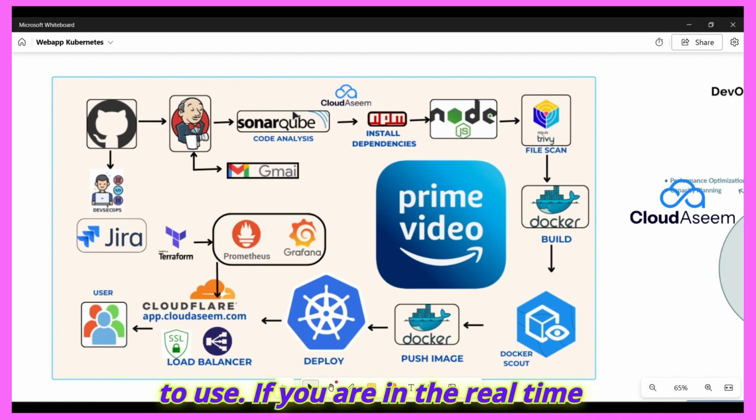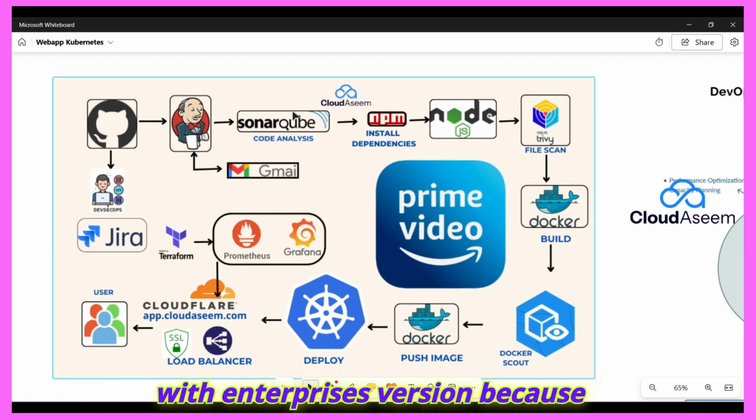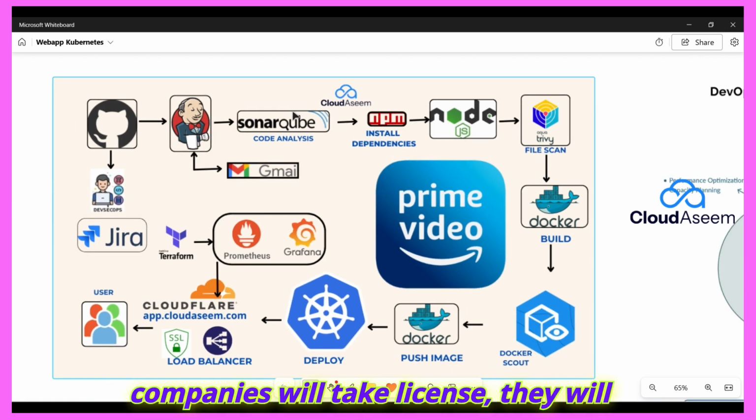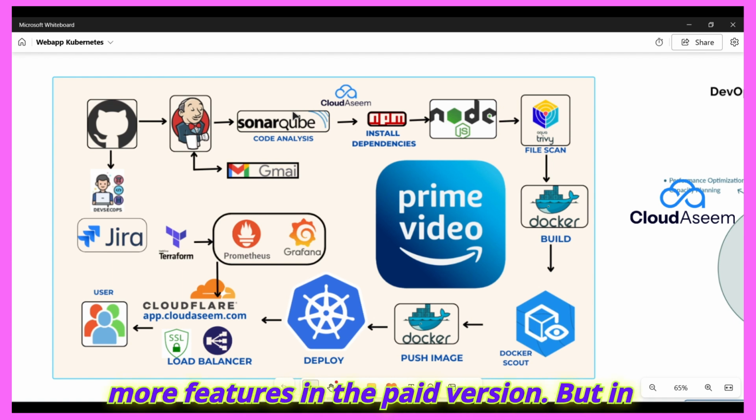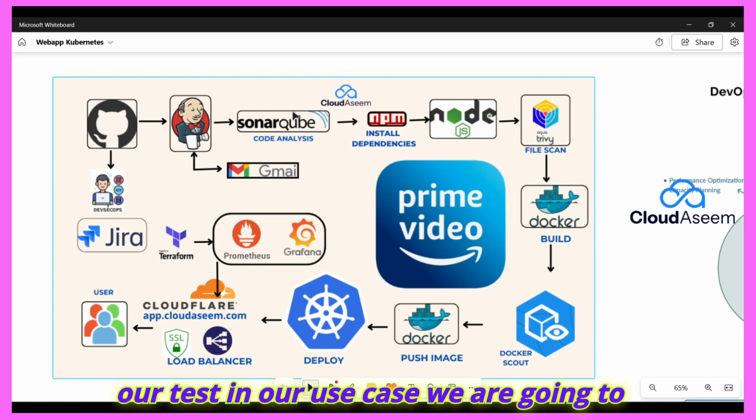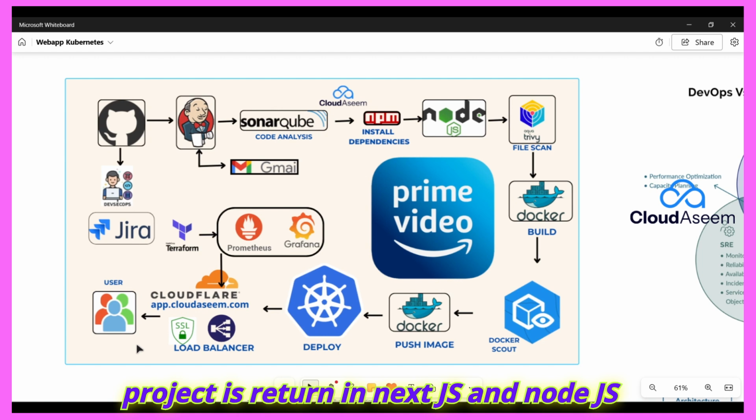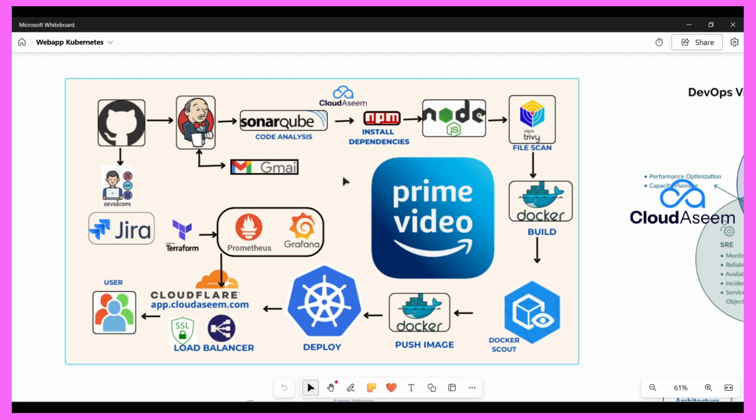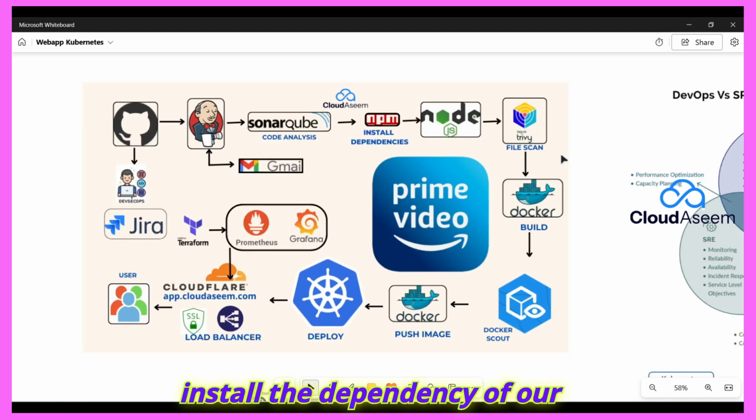If you are in a real-time scenario in an organization, they will go with the enterprise version because companies will take a license. They will have more advantages, like more features in the paid version. But in our use case, we are going to go with the community edition. Then the project is written in Next.js and Node.js, so here we are going to use npm to install the dependencies of our application.